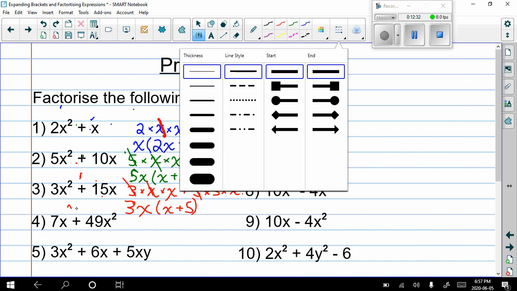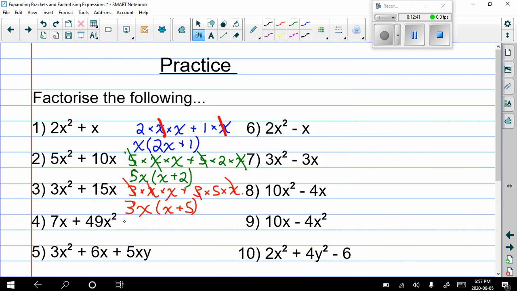So moving on to the next one. What's our highest common factor between 7 and 49? Well, 7 times 7 is 49. So we're going to have to factor out, we can break that up into 7 times x plus 7 times 7 times x times x. We can cross out a 7 and an x on both sides. Write it out front of our brackets. What are we left with? Well, we're left with 1 plus 7x.